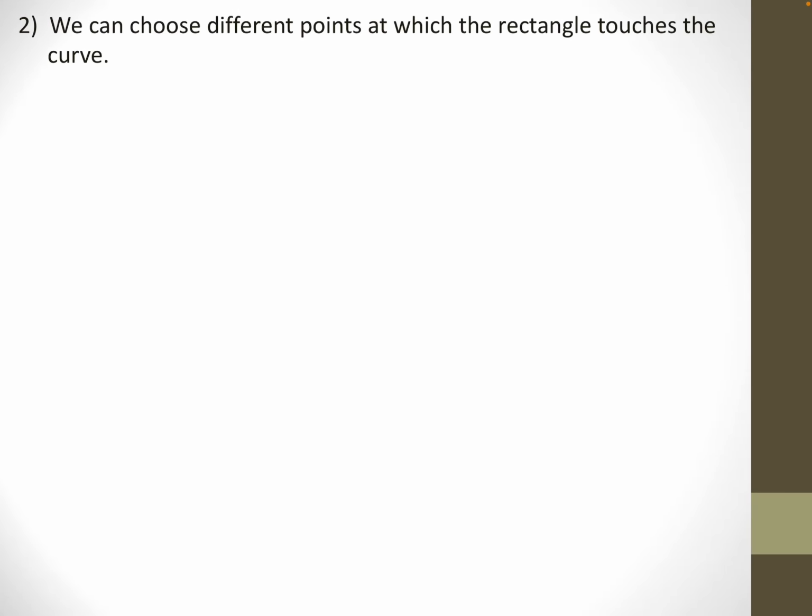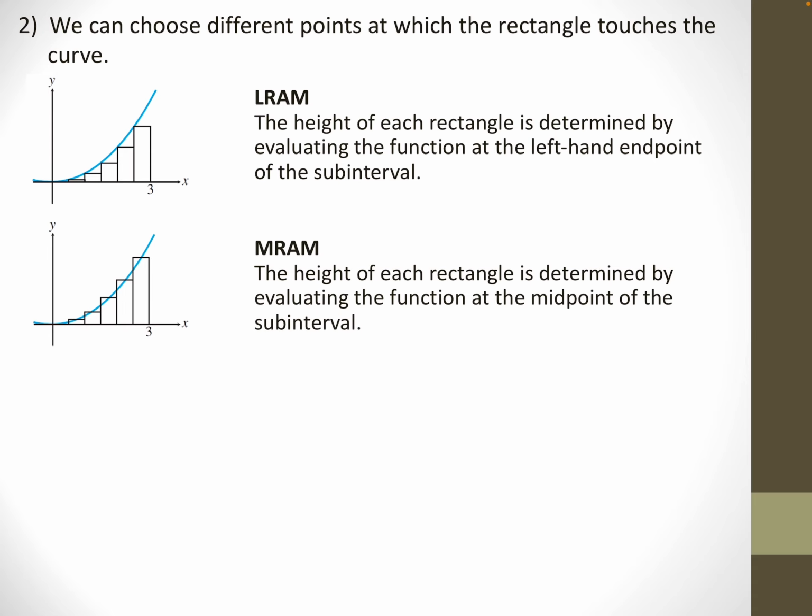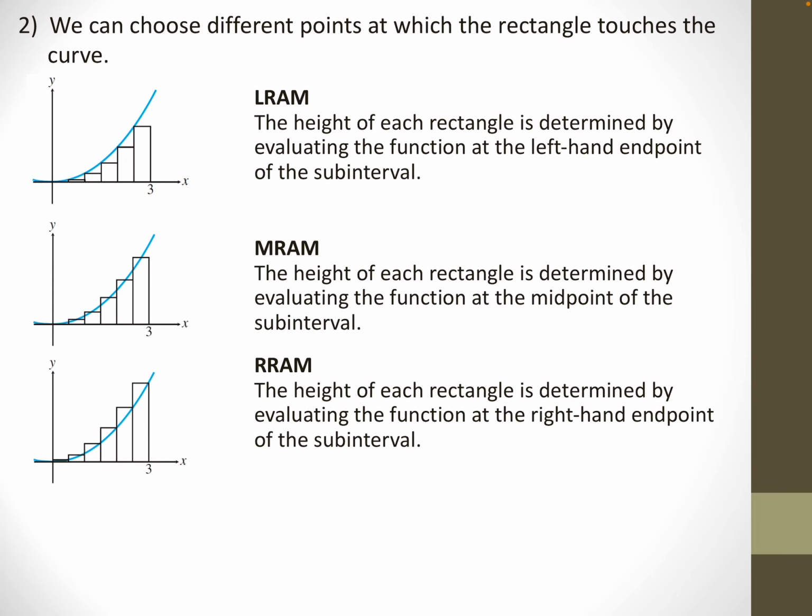Now, we can choose different points for where the rectangle will touch the curve. We could make the rectangles touch the curve on their left-hand side, and we'd call that LRAM. We could make the rectangle touch the curve in the middle, which would seemingly be a better estimate in some cases. And the height of each rectangle is determined by evaluating the function at the midpoint. Or we could do RRAM, where the rectangles are defined by their right-hand side. That is, the height of each rectangle is determined by evaluating the function at the right-hand endpoint of the subinterval. It all comes down to where you're going to draw the rectangles.